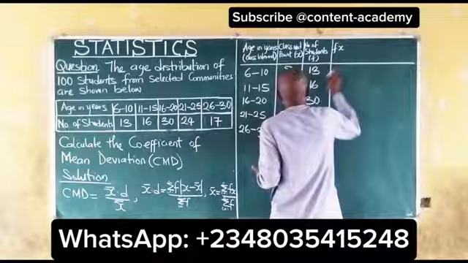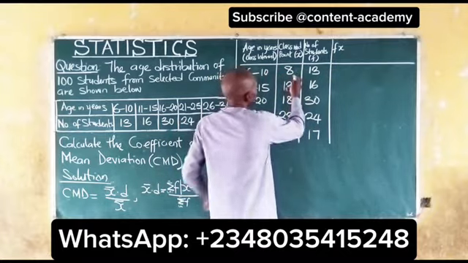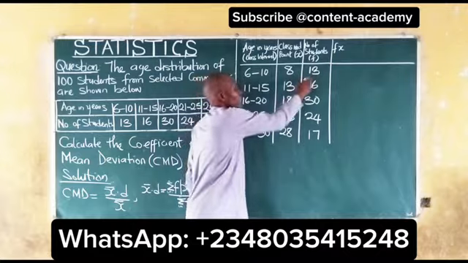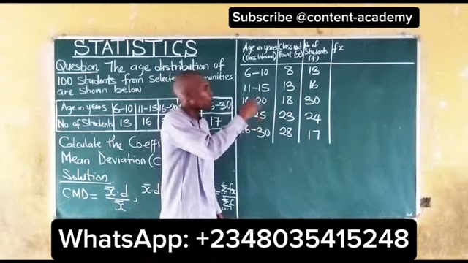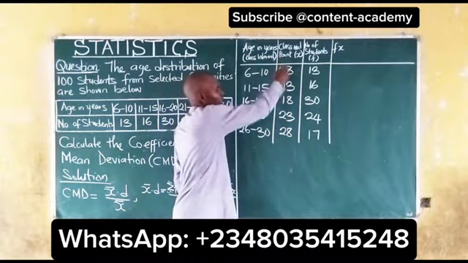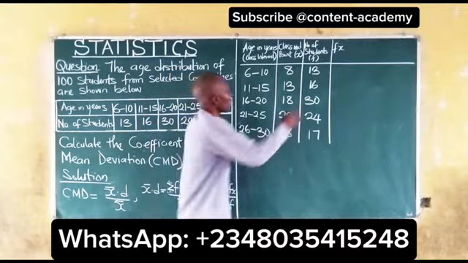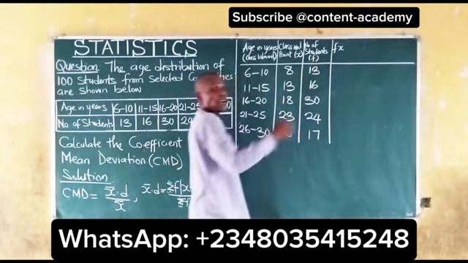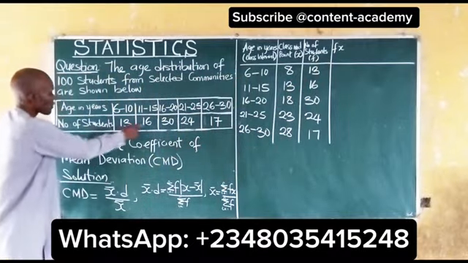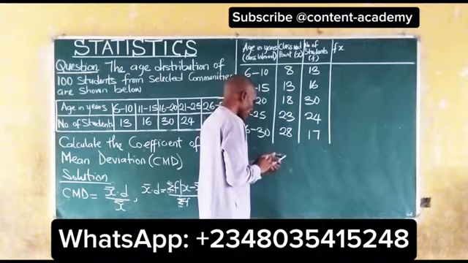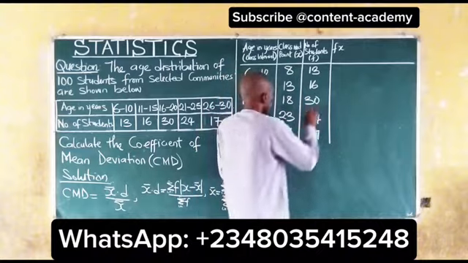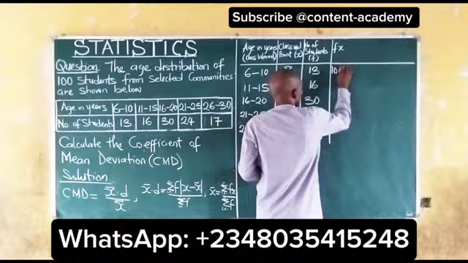Now we have our f of x value. Our f of x is 8 multiplied by 13. We've already gotten our midpoint. Our midpoint is the values of x, and the number of students is the values for f, which is our frequency, the values that are given. Now, 8 multiplied by 13 gives us f of x, which is 104.